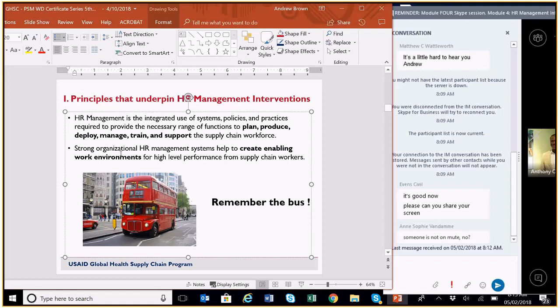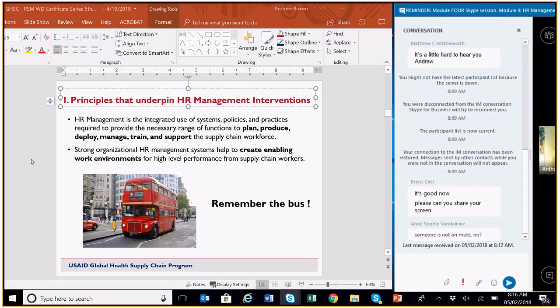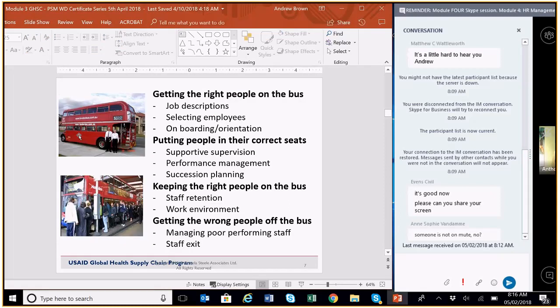The other thing we're trying to do is to have strong organizational HR management systems that help to create the enabling work environments for high-level performance for supply chain workers. So it's not just having the workers, it's not just having the workers have competency, but you need to have strong HR systems to support them. A lot of the comments we get from the field is about staff retention, about performance management, about a lack of motivation. And they're the sorts of things we're going to talk about today from a policy and procedures perspective. And just in summary, these are the overarching policies and procedures we're going to follow.